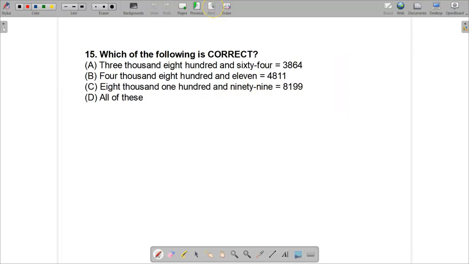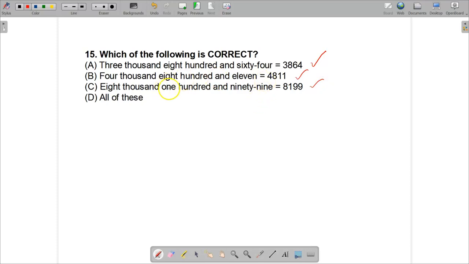Then which of the following is correct? We need to check which one is correct; both the left hand side and right hand side should satisfy. Here 3864: let me check. Yes, it is correct. Then 4811: this one is also correct. Then 8199: this one is also correct.